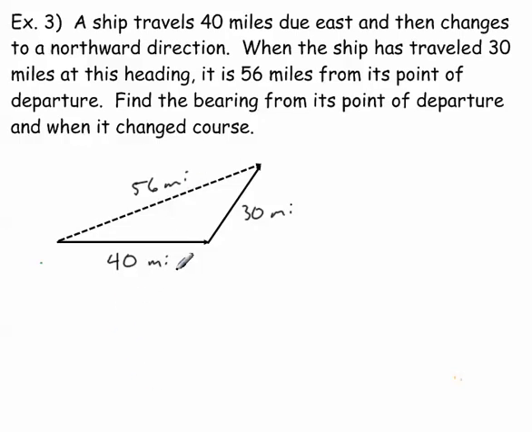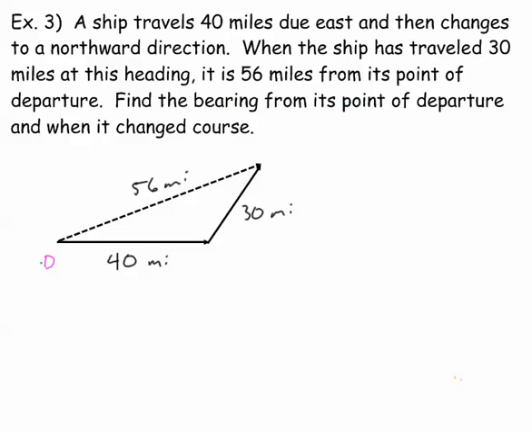Hey everybody, here's another example of using the law of sines and cosines to solve some application problems. So here I have a ship traveling 40 miles due east, then changes to a northward direction. When the ship has traveled 30 miles at this heading, it's 56 miles from the point of departure. Find the bearing from its point of departure and when it changes course.